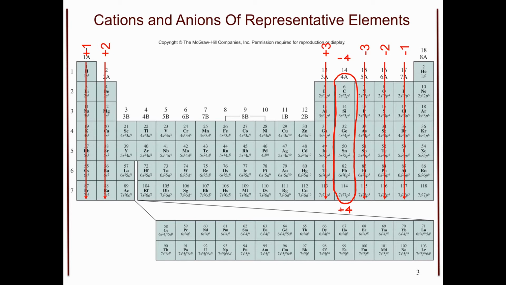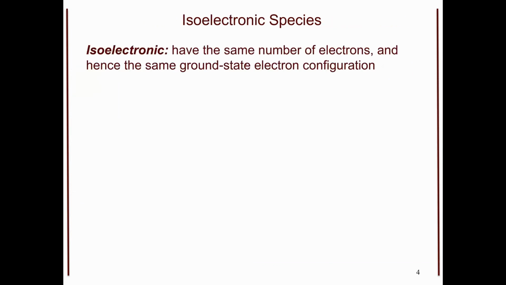So in our groups, we like to discuss this as a trend: +1 for our alkali metals, +2 for the alkaline earth metals, -1 for our halogens, -2 for the oxygen group, and -3 for the nitrogen group. But for the most part, this is where that diversity is a little bit different. What does it mean to be isoelectronic? This means that you have the same number of electrons and hence the same ground state electron configuration.